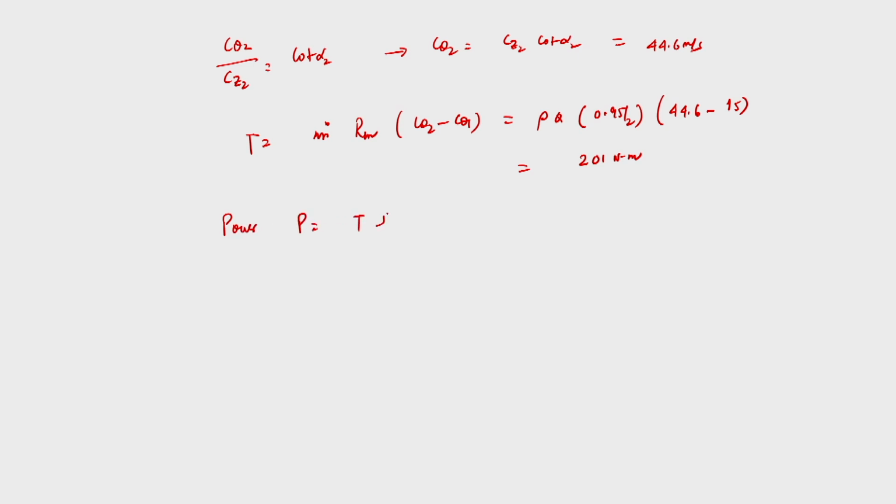And power P will be torque into omega, that is equal to 201 into 2 pi N by 60, where N is equal to 1200, and it will give 25.3 kilowatt. So, this is the answer of this solution.